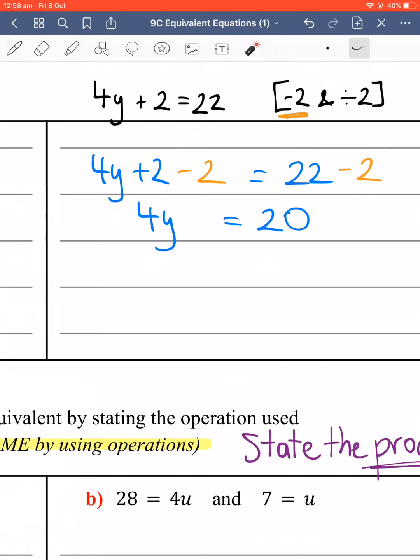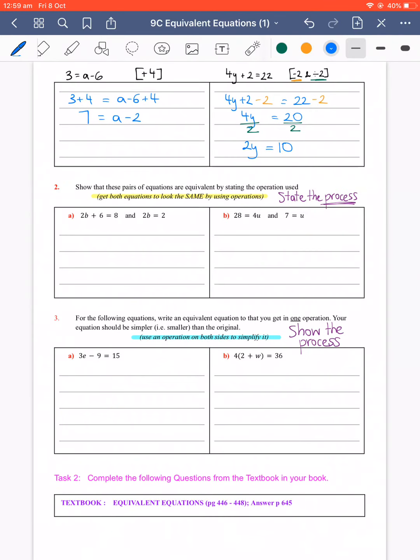Okay, the next thing it's asking me to do is to actually divide by 2, and I need to divide by 2 on both sides. So once I've done that, I end up with my answer. So 4y divided by 2 is 2y, and 20 divided by 2 is 10. We are done with that one.